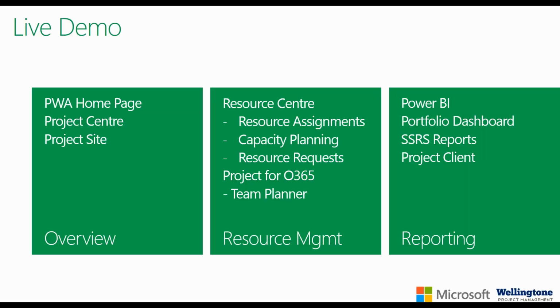And then I'll go into Project for Office 365, and I'll show you some of the team planner capabilities, as well as the capabilities around assigning resources against your tasks. And last but not least, we will have a look at reporting. So I'll show you some of the reporting capability that's offered by Power BI, which is a free application that's available within Office 365. I'll show you a recently launched application that's available within Project Online called the Portfolio Dashboard. I'll show you some SSRS reports as well, that's SQL Server reports. And last but not least, I'm also going to show you some of the reporting capabilities that you get as part of Project for Office 365.